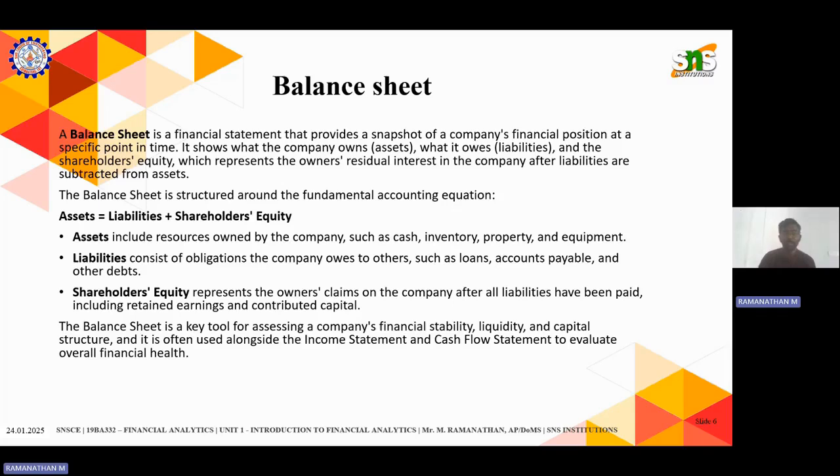Hello everyone. In this video, we are going to see about the balance sheet. Among the three financial statements, income statement, cash flow statement, and balance sheet, the balance sheet is the most important one to analyze the financial performance of a particular company. If you take cash flow, it speaks about short-term finance, or liquidity and solvency, for a short term.